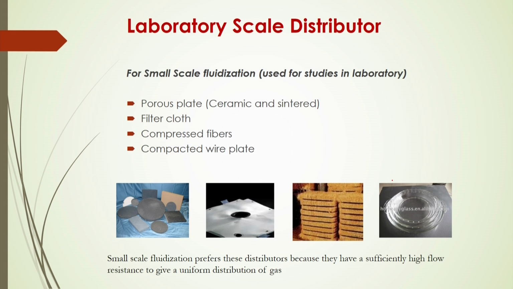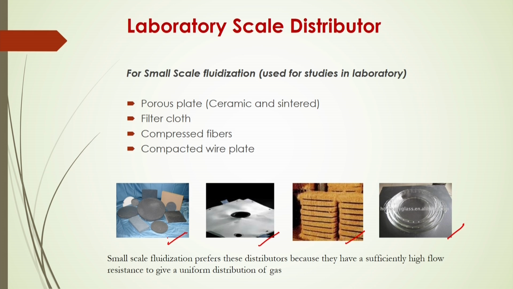For small scale fluidization, they are generally used for studies in the laboratory. There you will see several different types of distributors are available. One is the porous plate, made of ceramic or sintered materials, filter cloth, compressed fiber and compacted wire plate type distributor. Here see the figure. In this figure, this is called the porous plate, this is the filter cloth type, this is compressed fibers and compacted wire plate.